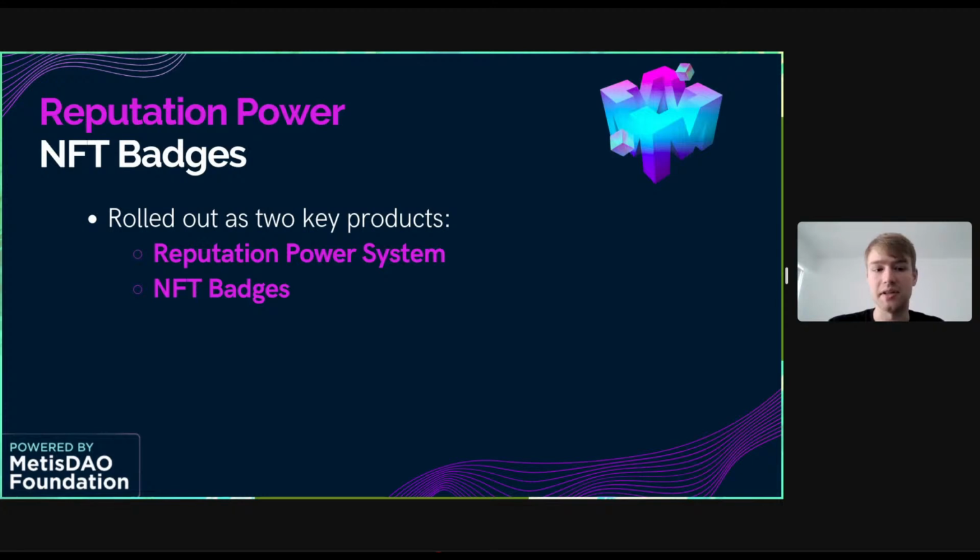So we have two key systems. We have the reputation power system as well as the NFT badges. The reputation power system is meant to be the way that dApps can issue these tokens, and then you can have that as a means to grow community through these types of badges. So you have a system where people can stimulate different activities or different community participation using both the reputation power system as well as the NFT badges that are associated with that.